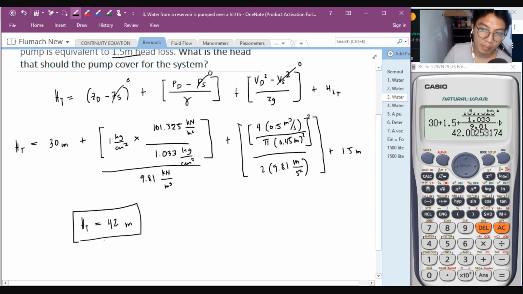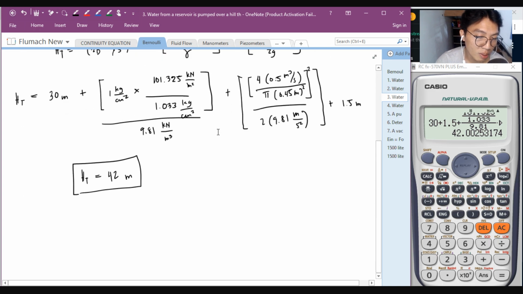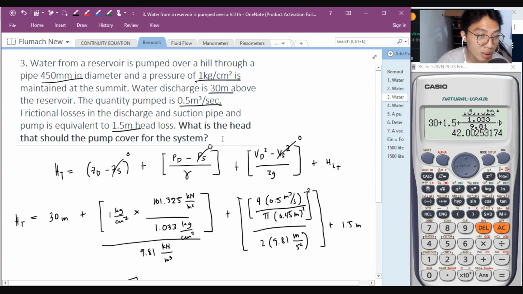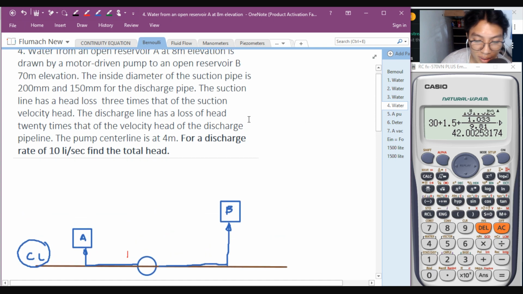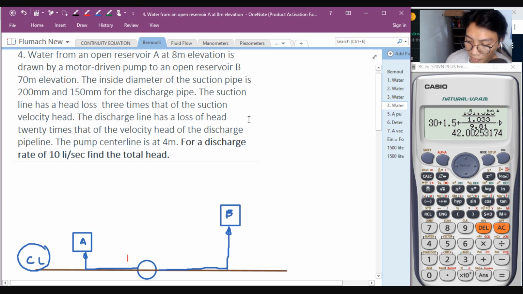Yeah. So, after the discussion nito, mga 7 problems na to, meron tayong mukbang ng pumps, panay pumps naman solve natin. Next meeting yan. So, going back to problem number 4. Yan. Problem number 4.